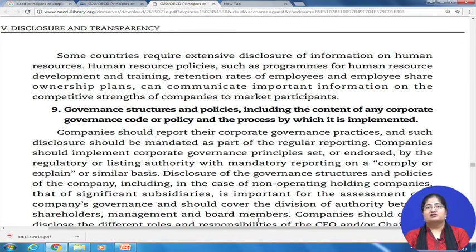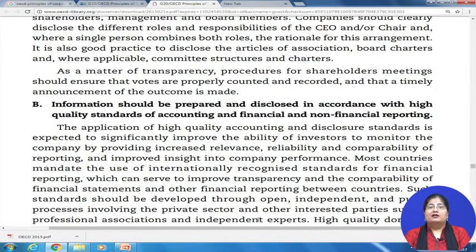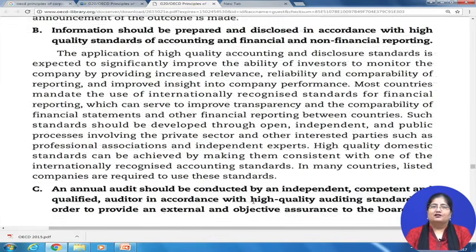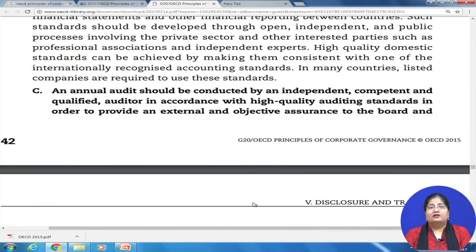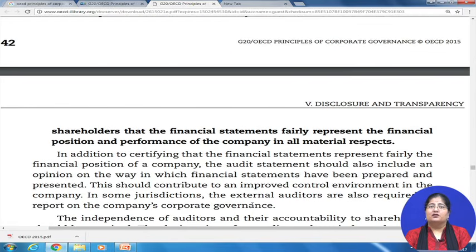Governance structures and policies including the content of any corporate governance code or policy and the process by which it is implemented. Then information should be prepared and disclosed in accordance with high quality standards of accounting and financial and non-financial reporting. An annual audit should be conducted by an independent, competent and qualified auditor in accordance with high quality auditing standards in order to provide an external and objective assurance to the board and shareholders that the financial statements fairly represent the financial position and performance of the company in all material aspects.